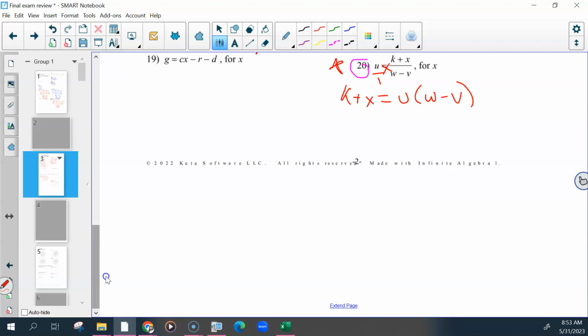And then how would I get x by itself? So x equals u times w minus v minus k. If you wanted to distribute, you could also do that. You could put the minus k in the front. It doesn't really matter. Are there any other questions on this page that we want to go over?